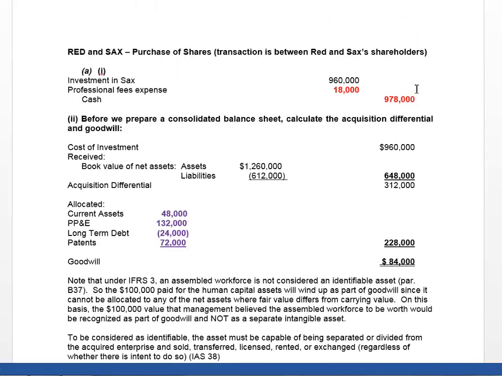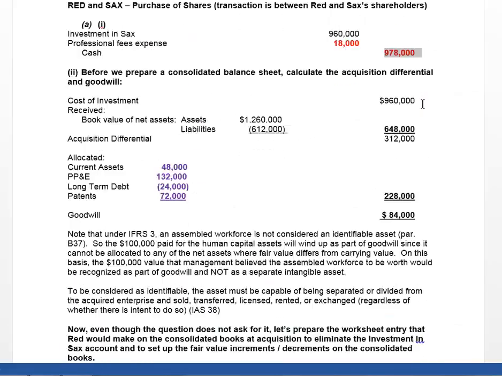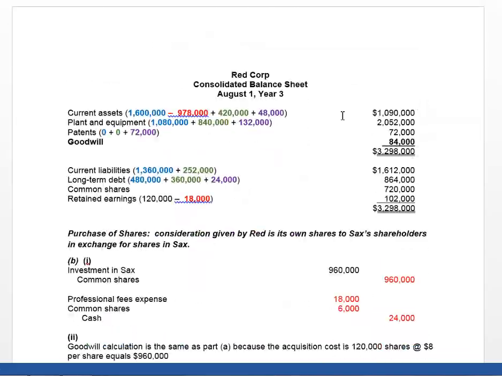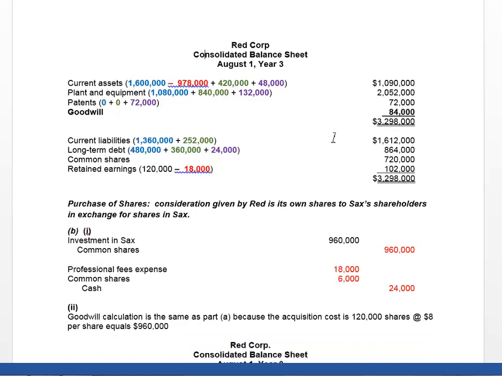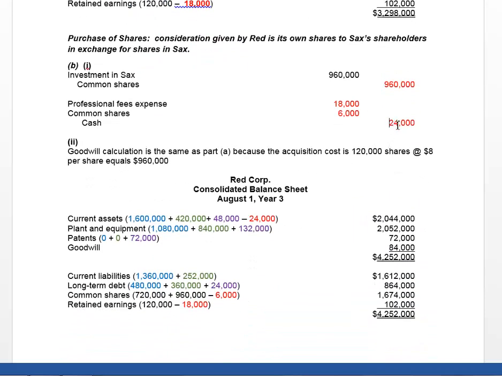$978,000 paid out as there was in Part A, which we used to make the adjustment in the current asset account here when we did the consolidated balance sheet in Part A. In Part B, the only cash that was paid out were the legal fees associated with the share issue and the professional fees expense of $18,000. So we're going to deduct $24,000, not $978,000, as we did in Part A.